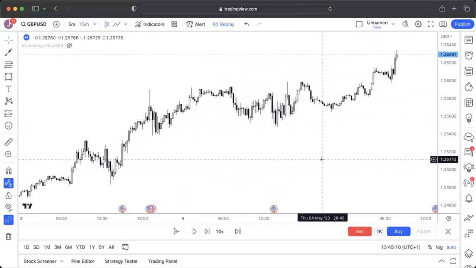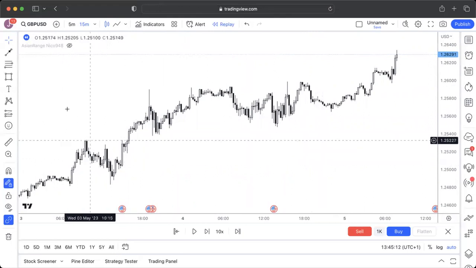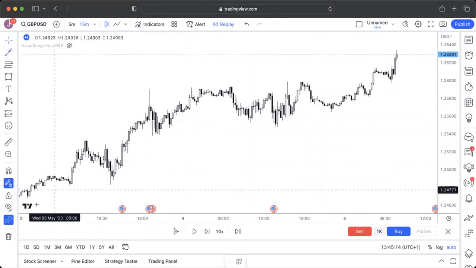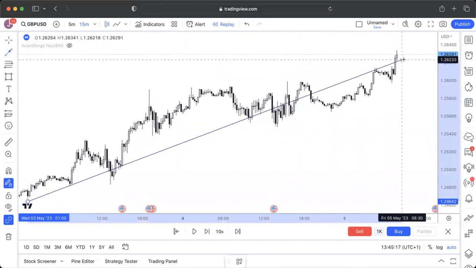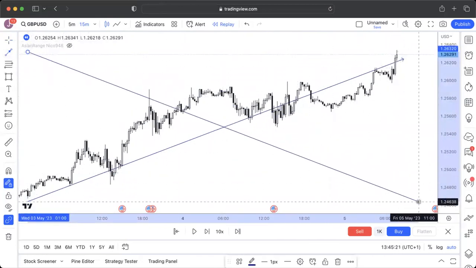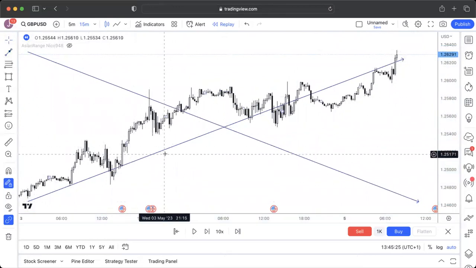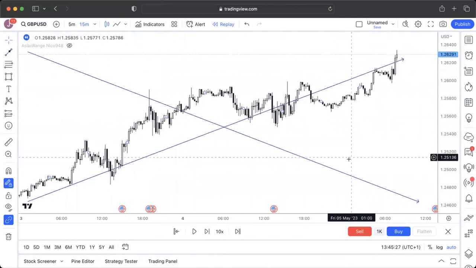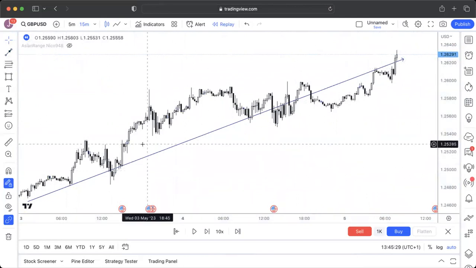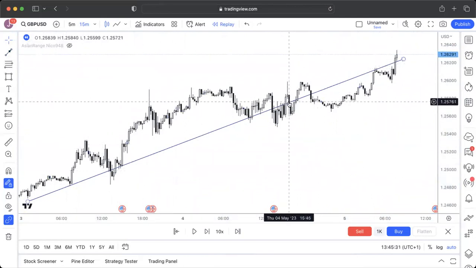So what we do from here is very, very simple. Is price starting in the bottom left and finishing in the top right? Is it starting in the top left and finishing in the bottom right? Or is it neither of those? If it is starting in the bottom left and finishing in the top right, as we can see here, we have an overall uptrend. It's as simple as that.